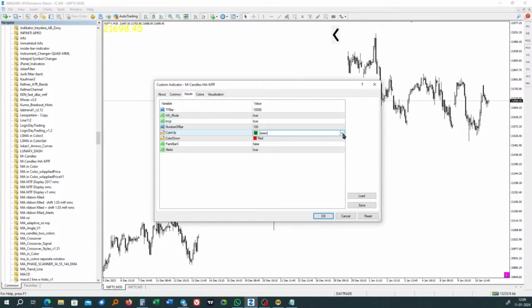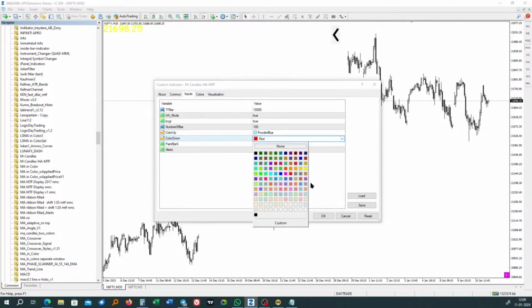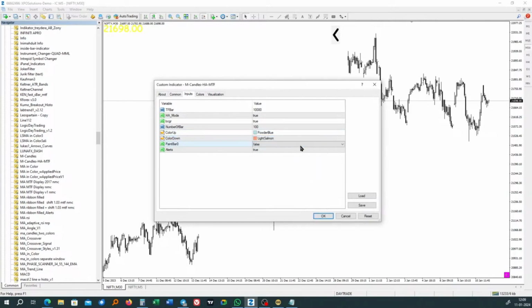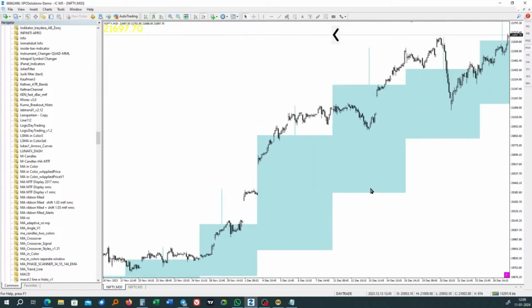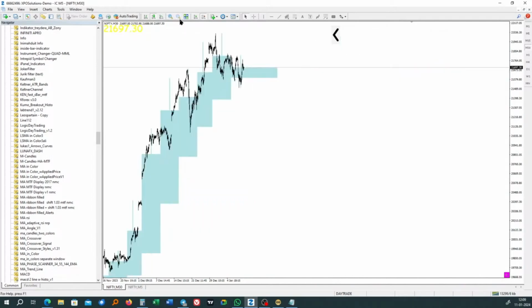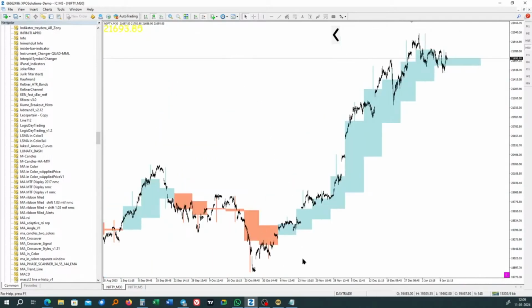So I'll change this color to maybe this. Paint bar 0, alert true, I don't want alert. Click, voila. Now you tell me, using the higher time frame of Heikin Ashi bars, what is the trend now?